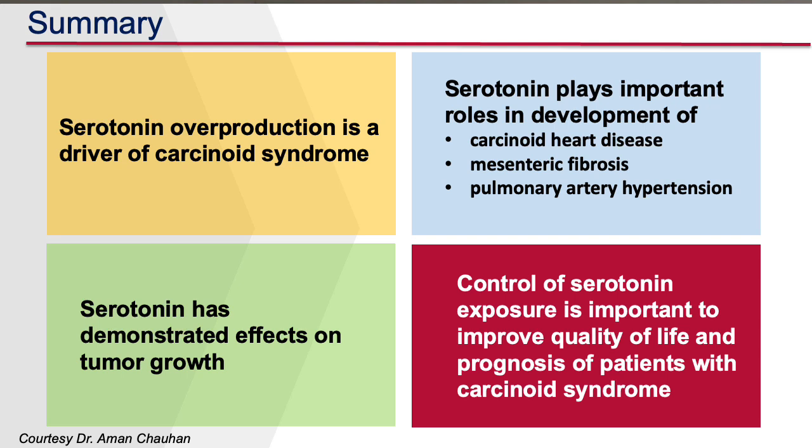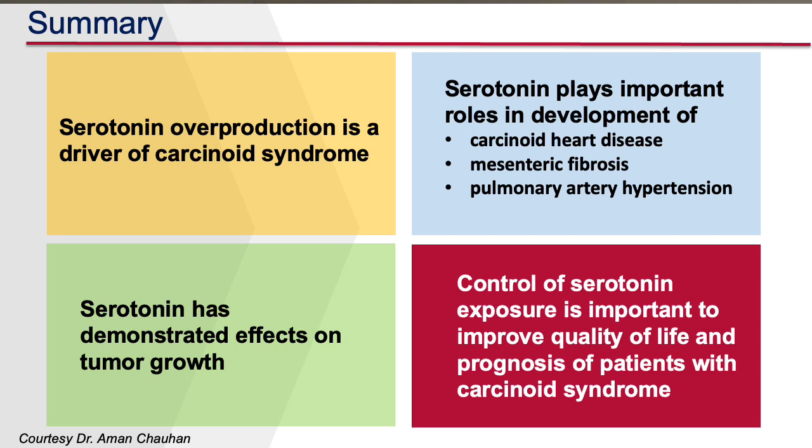And then this is the summary. First, serotonin excess is the driver of carcinoid syndrome. This serotonin excess also plays a role in the complications that we discussed. We discussed carcinoid heart disease. We discussed mesenteric fibrosis. Pulmonary artery hypertension is secondary to the carcinoid heart disease. We discussed pellagra, but like I said, niacin deficiency is not something that we see commonly here.